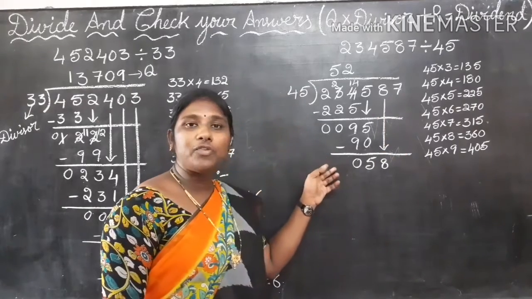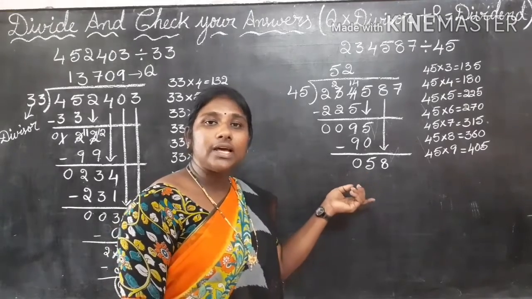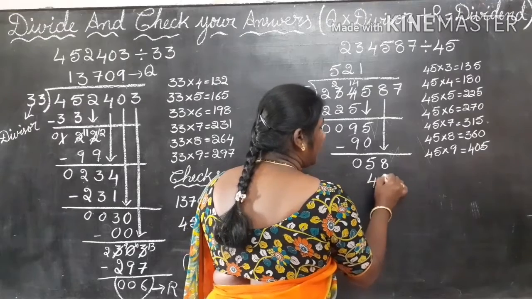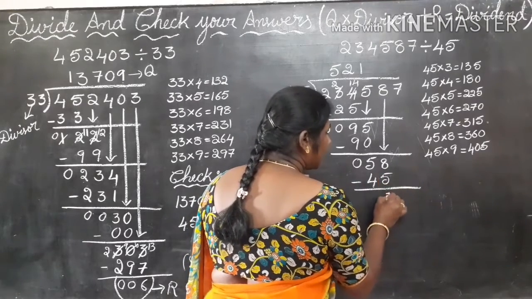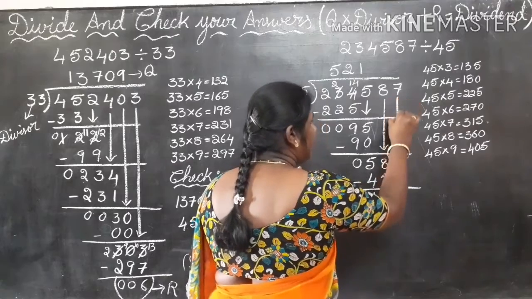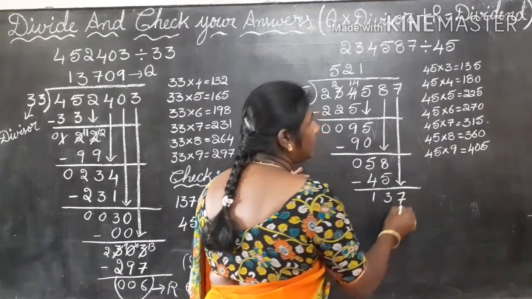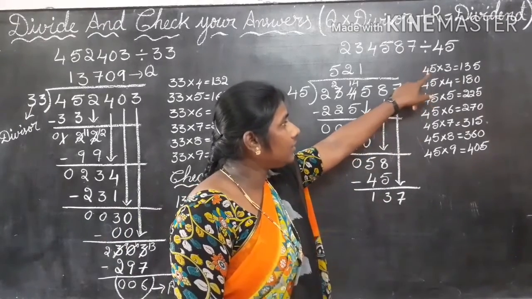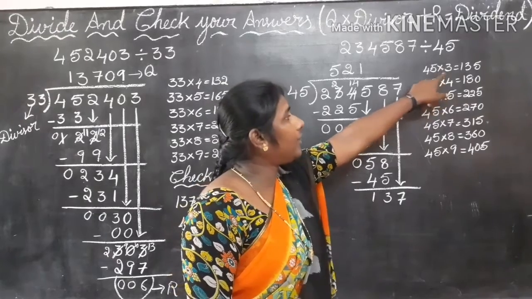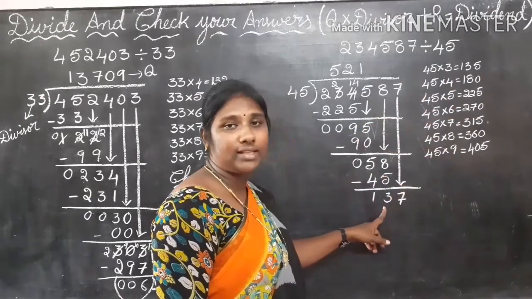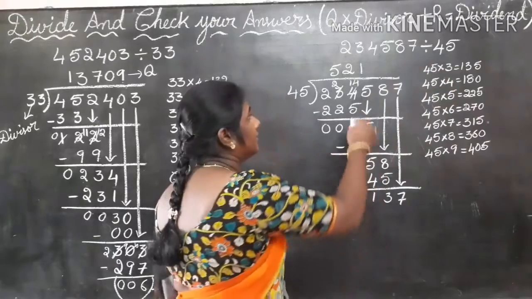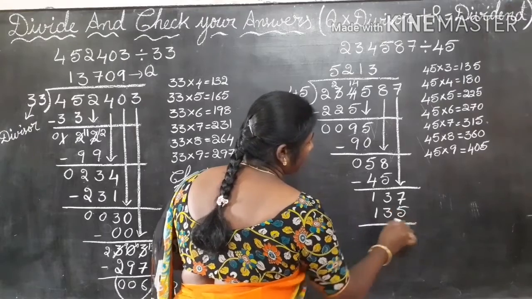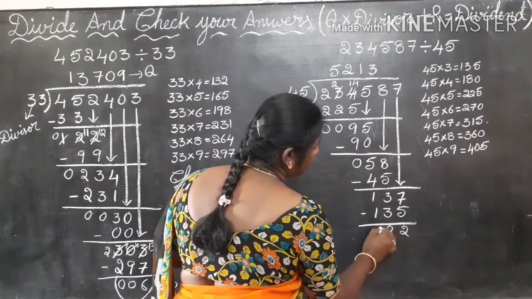58. 45 table, 45 ones are 45, 45 twos are 90. So we have to take 45 ones, 45. 8 minus 5, 3. 5 minus 4, 1. Next take this 7 here. 137. Which number can we write? More than 137 is 180, 45 fours are 180. 180 is more than 137. So we have to take 45 threes, 135. 7 minus 5, 2. 0, 0.